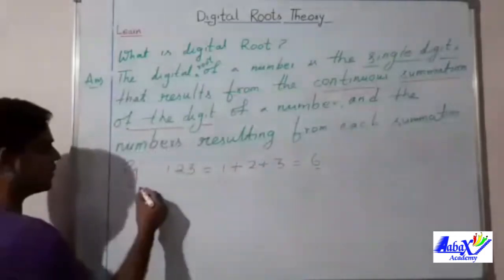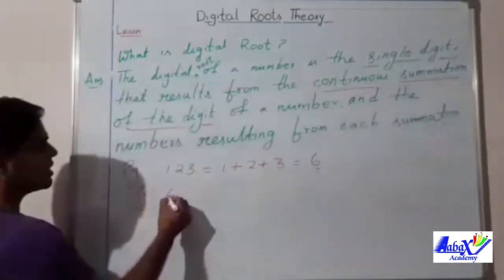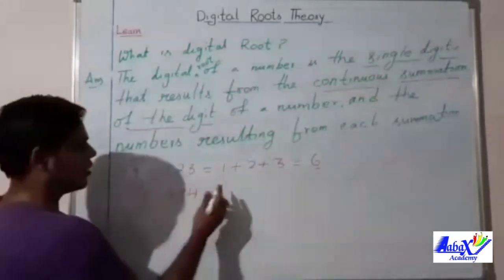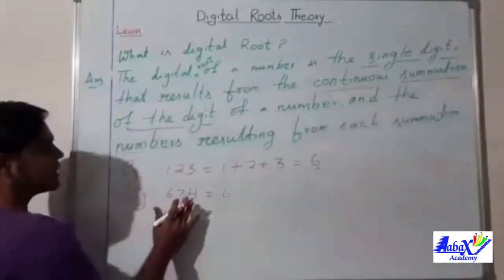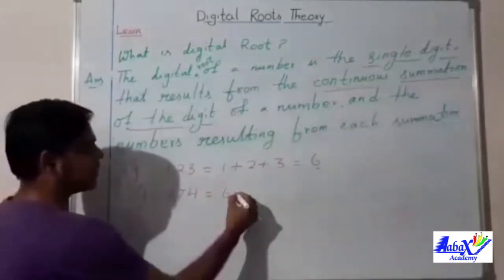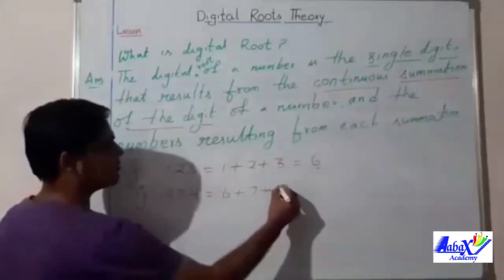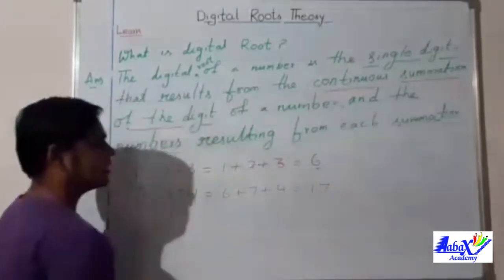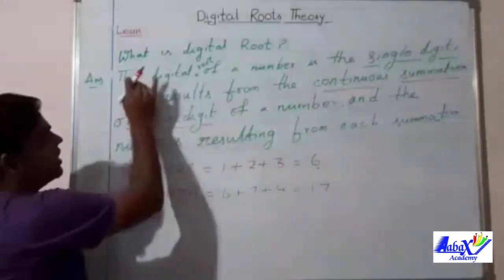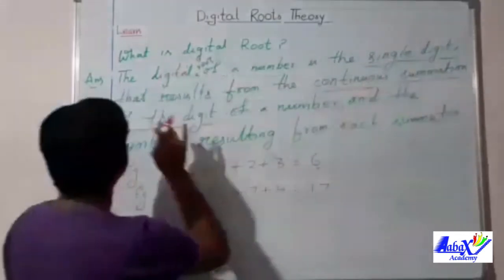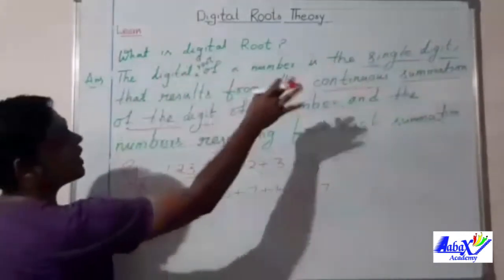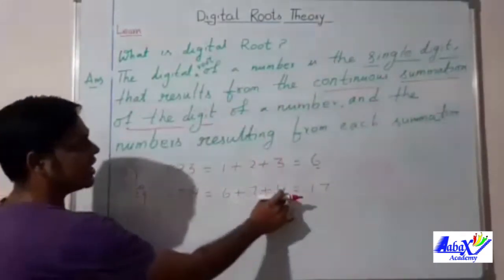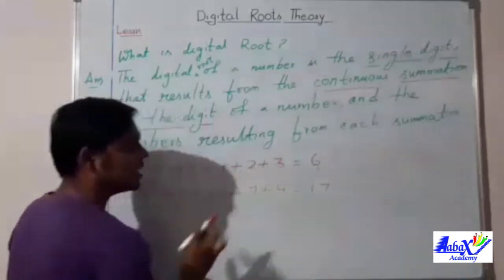Let us have one more example, 674. In 674, what do we have to do? We have to sum this number, 6 plus 7 plus 4. The result is 17. But the definition says the digital root of a number is the single digit that results from the continuous summation. So we added 6 plus 7, 13, 13 plus 4, 17, but 17 is a double digit.